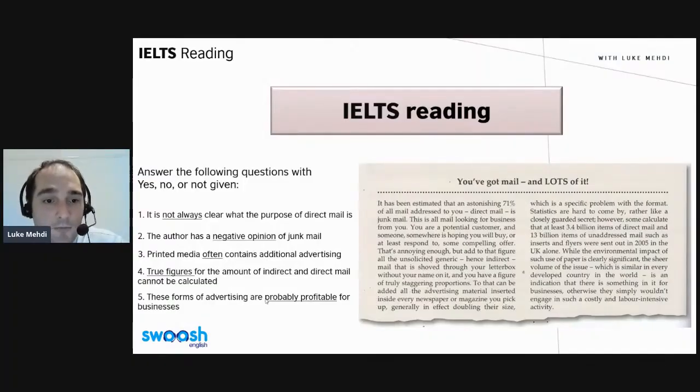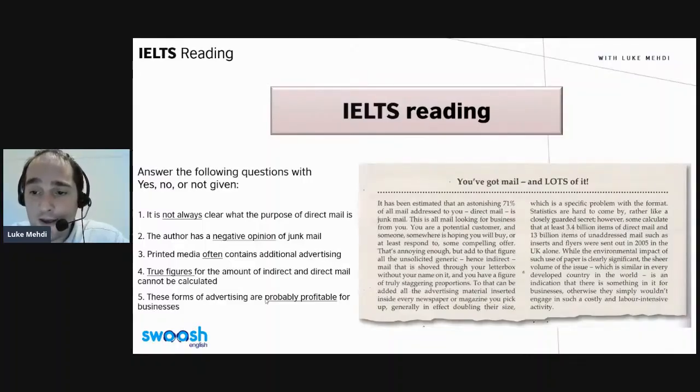So we're probably going to say true figures for the amount of indirect mail cannot be calculated. The statistics are hard to come by. Some calculate. In the text, it's not a strong enough meaning. So yes, it can, or not given, sorry. It doesn't say whether it's possible to actually calculate. It says some people calculate, but it's not enough to give true figures. This is an estimation.